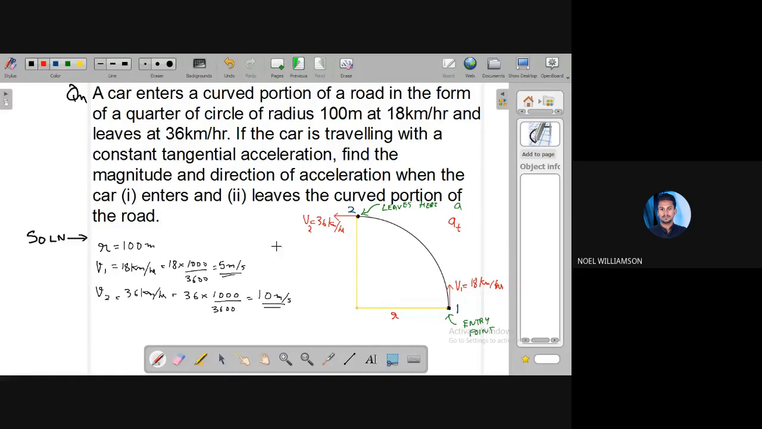So this is omega 1 and this is omega 2. And the angular displacement theta is equal to 90 degrees because it is a quarter circle. But we have to use radians. How to convert a degree value into radian?